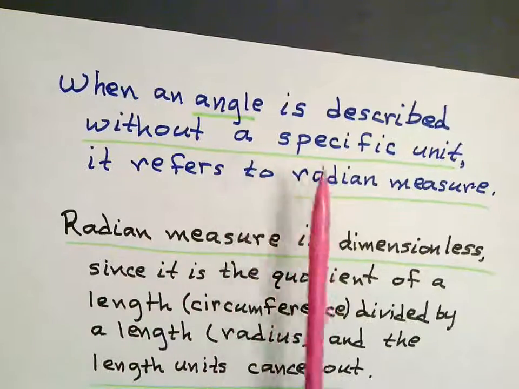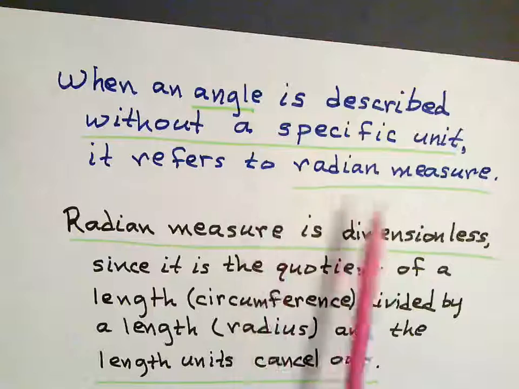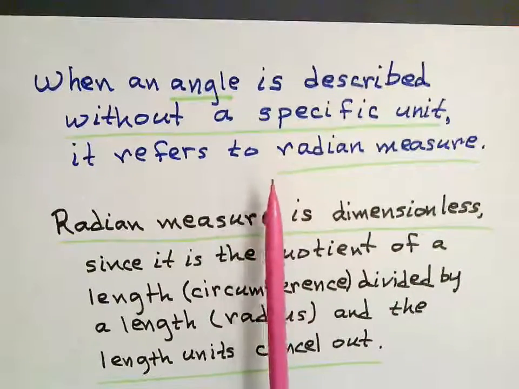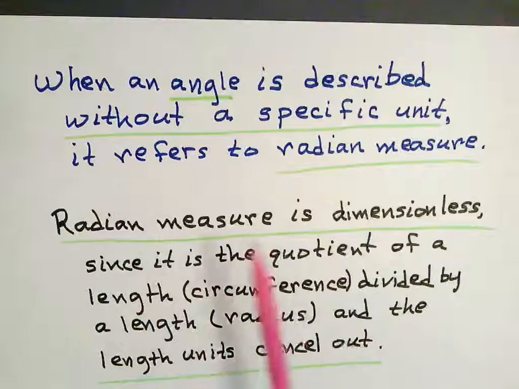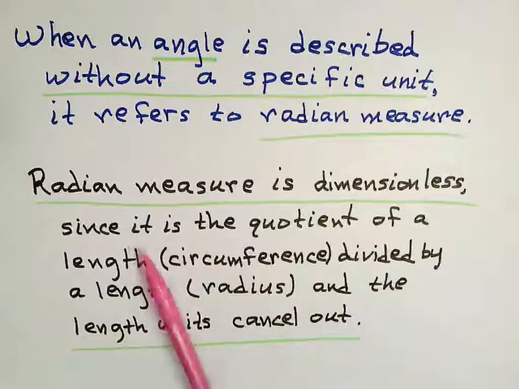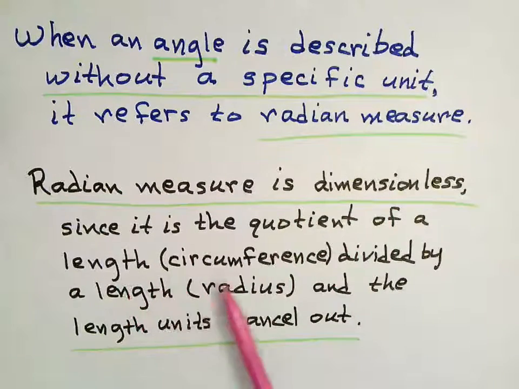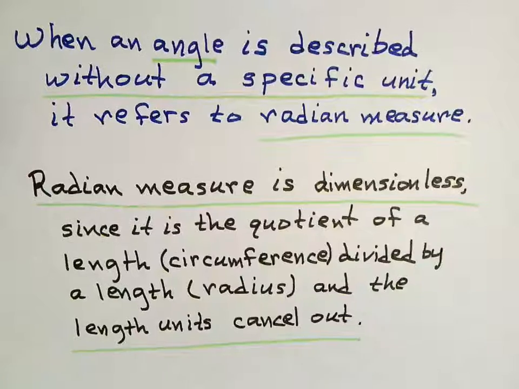When an angle is described without a specific unit, it refers to radian measure. And again, it's just a real number, no unit, like 2, 7, 8.10, something like that. Radian measure is dimensionless since it is the quotient of a length, circumference, divided by a length, the radius, and the length units cancel out. So a radian is just a real number. Let us look at some examples.